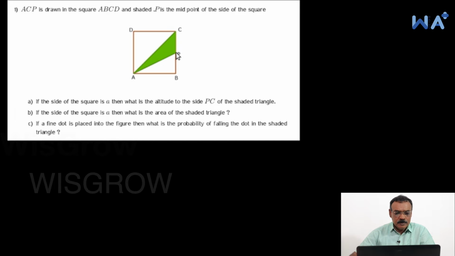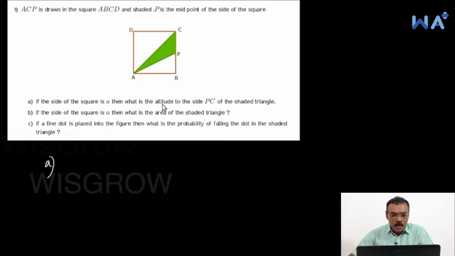Triangle APC is drawn in a square ABCD. ABCD is a square, and P is the midpoint of side BC. APC is a triangle. If the side of the square is A, then this is also A. Side of the square is A.